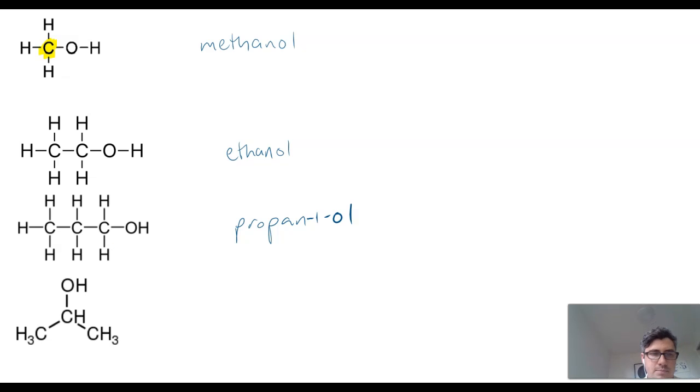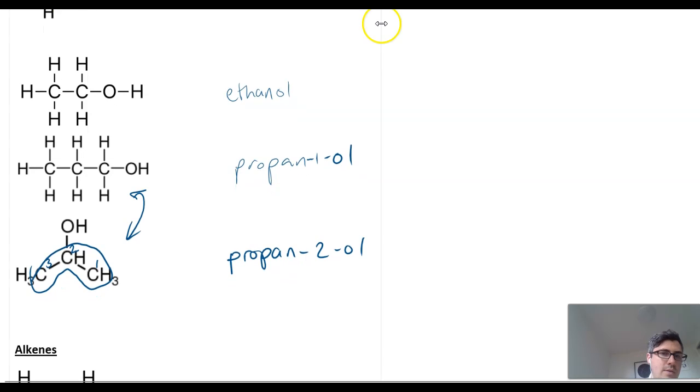The next one is again a 3 carbon chain. This time the alcohol group's on the second carbon. So if we number here 1, 2, 3, this is actually propan-2-ol. So you can contrast.